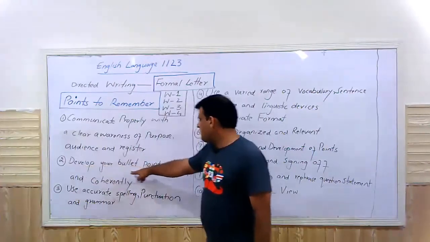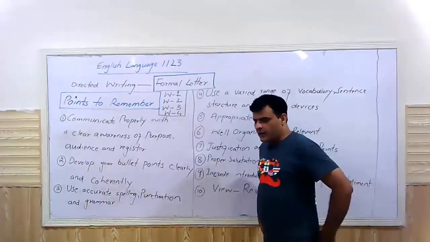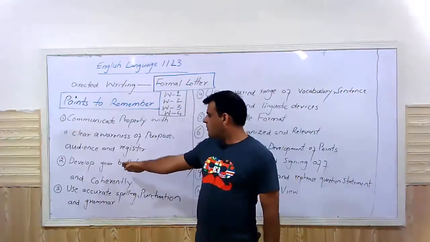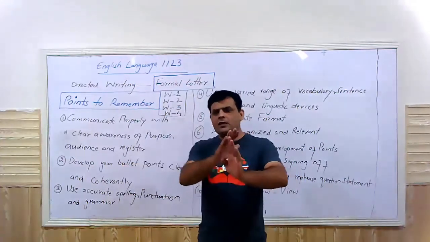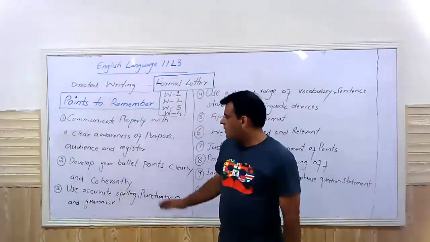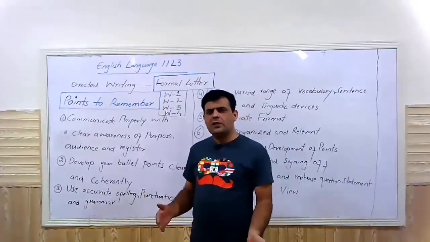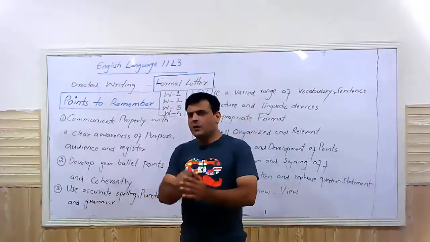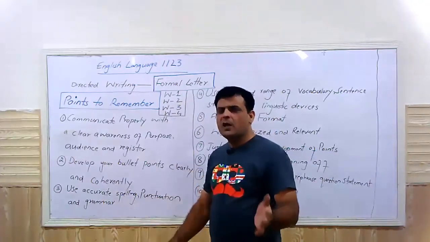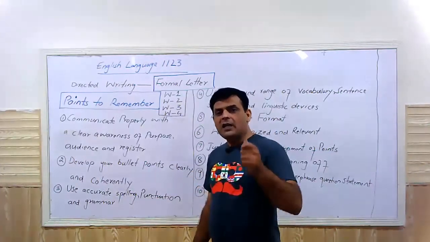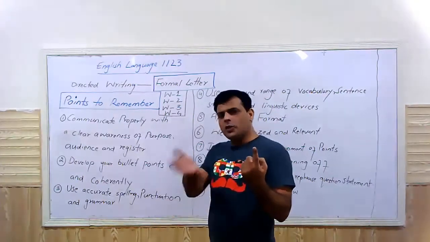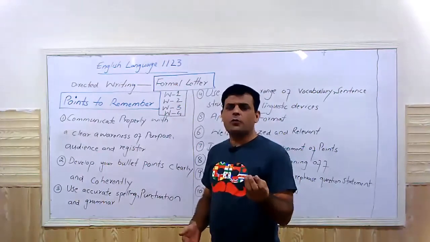Second point is develop your bullet points clearly and coherently. Even the most brilliant students commit a mistake over here: they start their task very impressively, but when it comes to developing and justifying bullet points, unfortunately, they are not able to justify properly. I have seen students writing a whole page for one bullet point, but when they jump to another bullet point, it's only 3 to 4 lines.